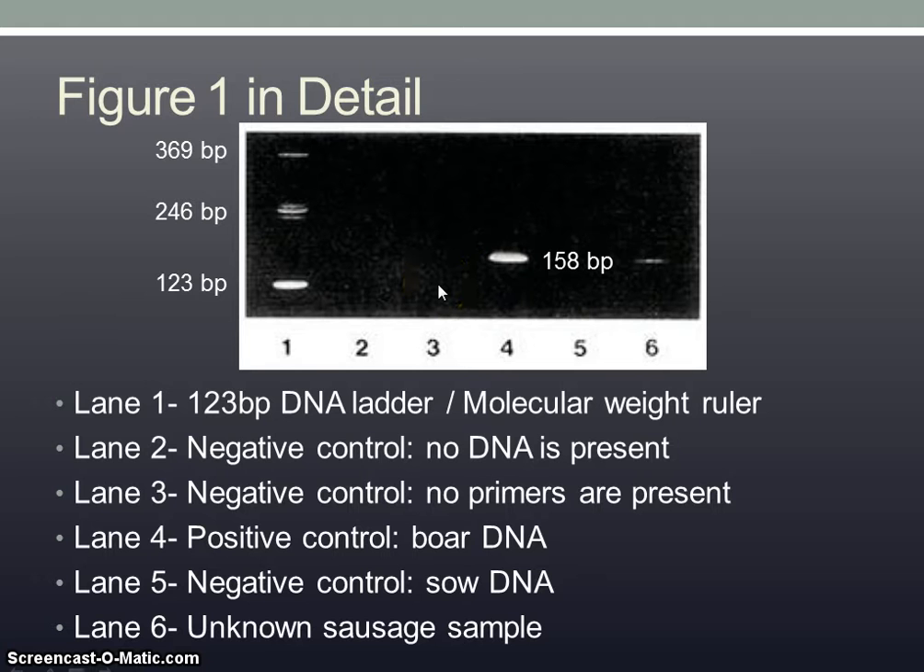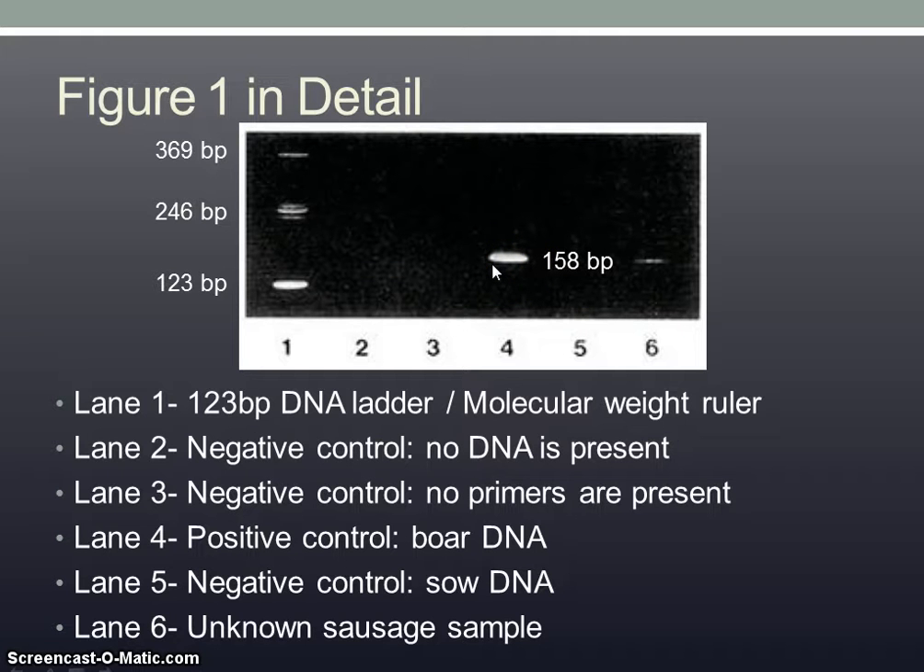In lane 4, we have our positive control, which is boar DNA. We know that boars are male and that on their Y chromosome they have the SRY gene. Since the SRY gene makes up the DNA sequence that we're using in this experiment, the specific primers are able to bind to the DNA and amplify it. So this allows PCR to proceed, and it produces a visible band at 158 base pairs. We can see that band right here.